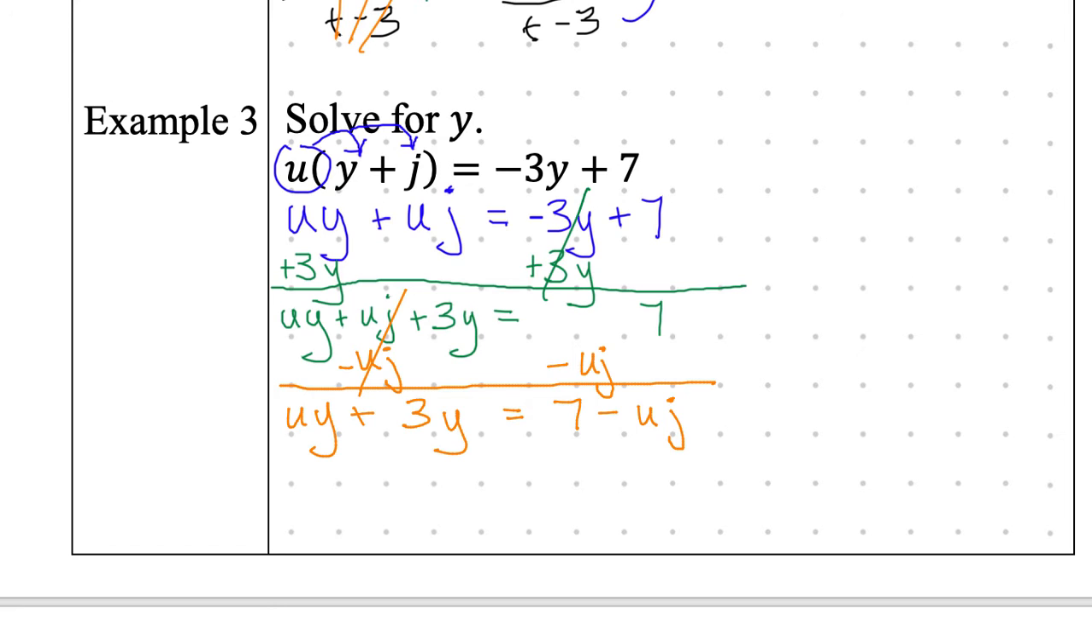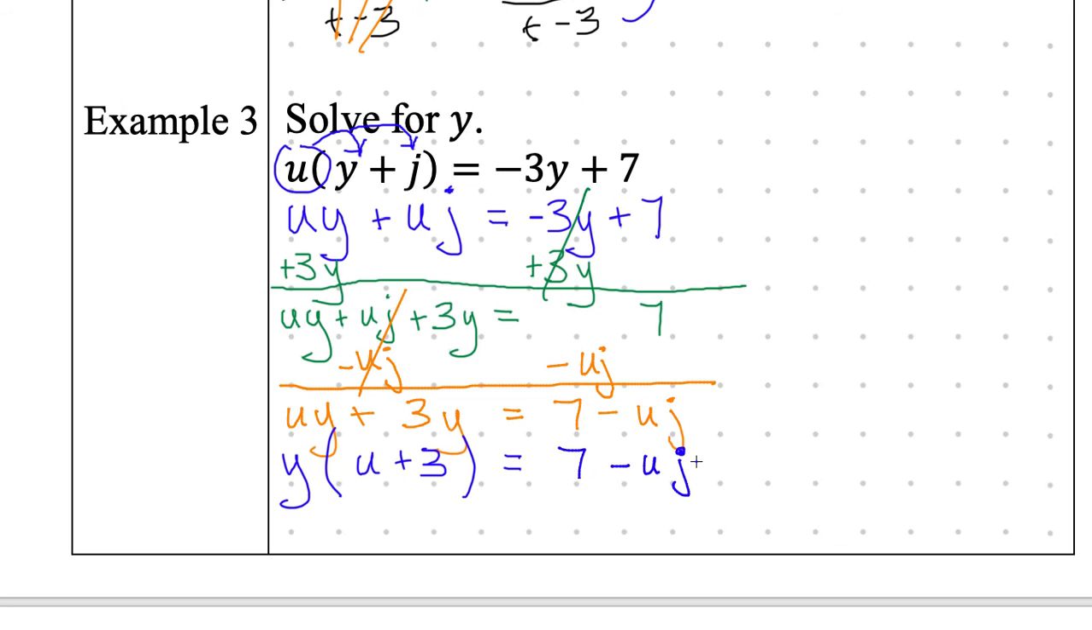Question. You're not really getting rid of the variables because you can't. Not yet. Yeah. Okay. It takes a whole extra step. All right. Let's go with Charles. You would just factor out the y. It would be y times (u plus 3) equals negative uj plus 7. Yep. So you could write negative uj plus 7, but just to be consistent, I'm going to write the same line that I had above here. So you are 100% correct. I'm just going to write it a little bit differently.